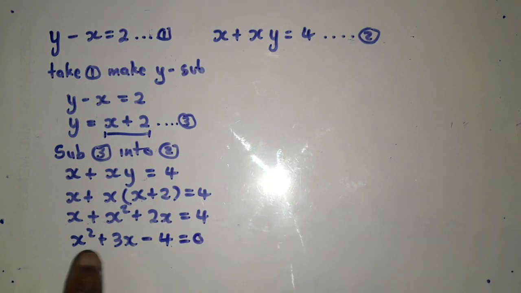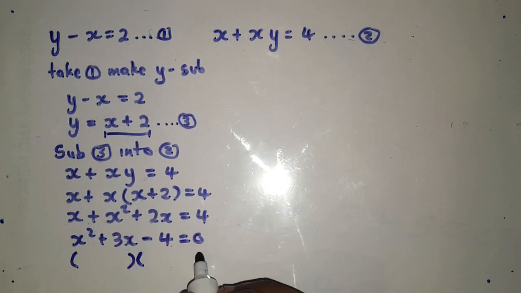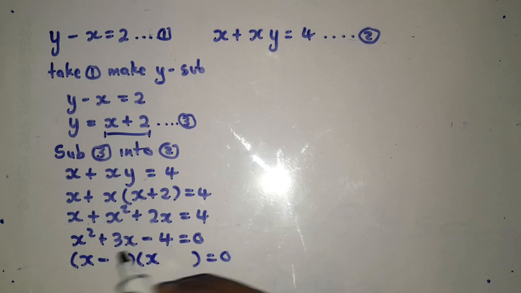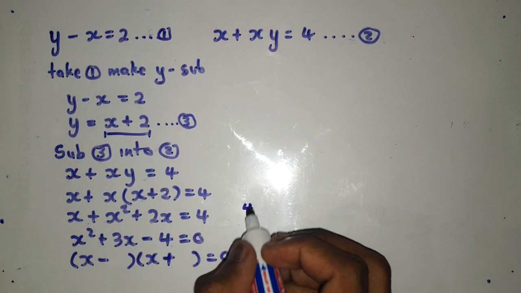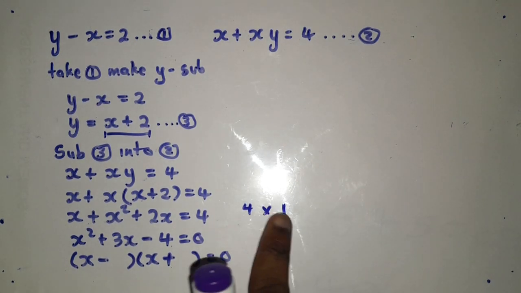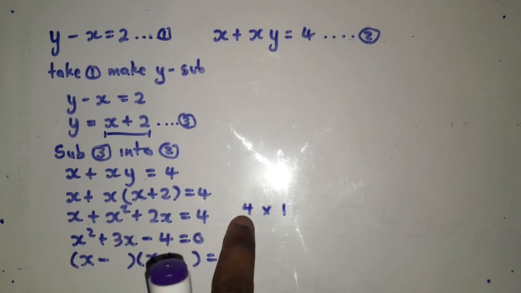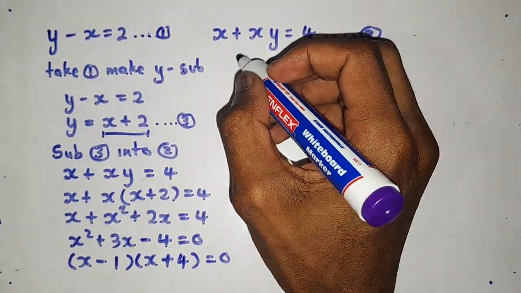From here you can then do what? Factorize. x, we open bracket, we close. We're going to have different signs, minus together with plus. The factors of 4, we have 4 multiplied by 1. When we subtract these 2, they give us the middle term, which is 3. But where must I place my positive 4? This side. Why? Because the middle term is positive. Then 1 is going to be this side. Let me continue somewhere here.